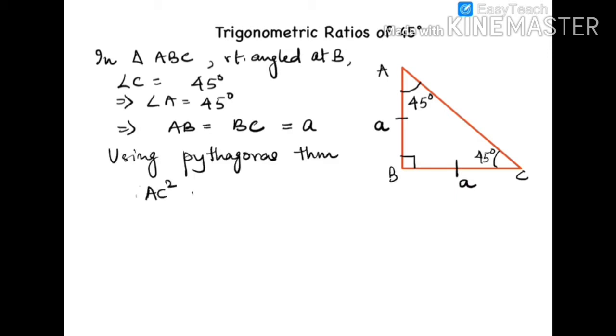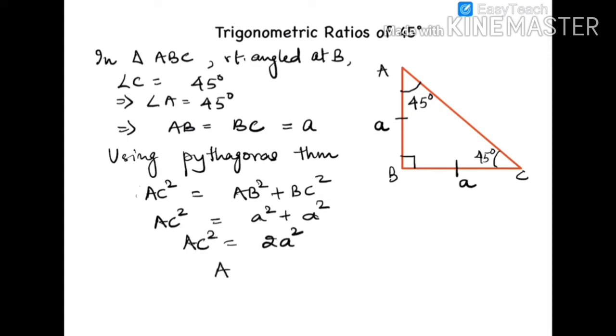Hypotenuse square, that is AC square, will be equal to AB square plus BC square, that is equal to A square plus A square, that is equal to 2A square. So AC will be square root of 2A square, which is root 2A. Now we have all three sides of this triangle. So we can write down the ratios for 45 degree angle.